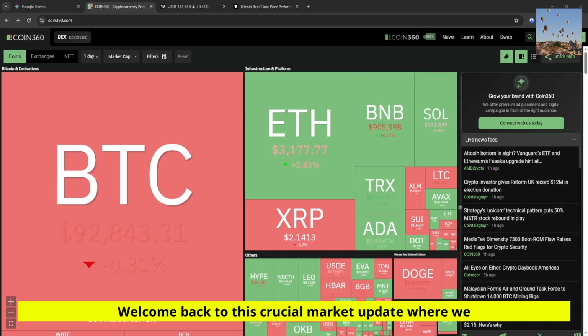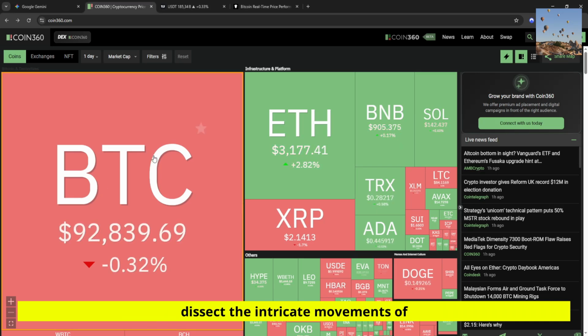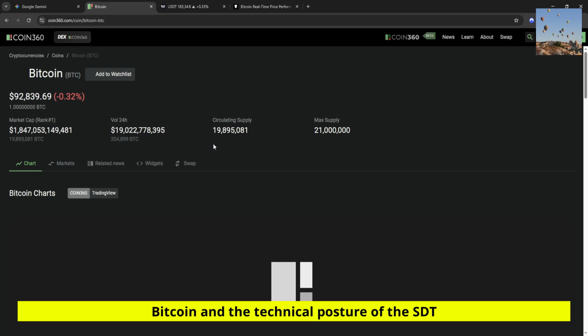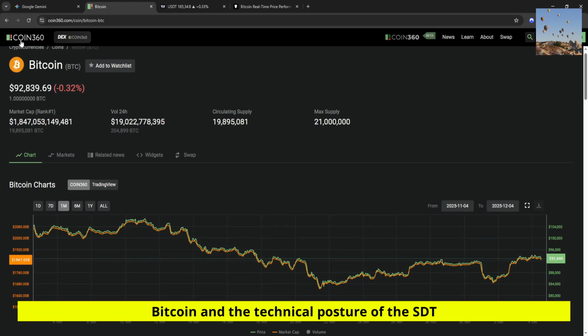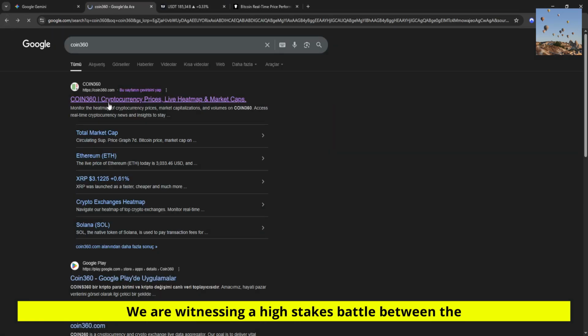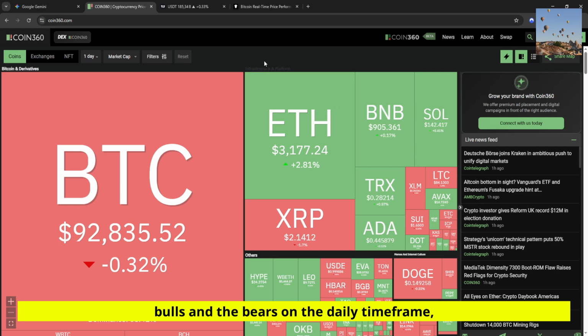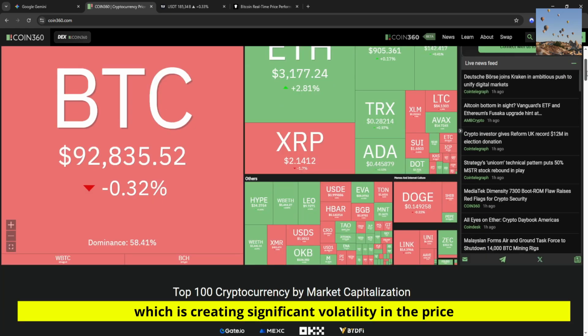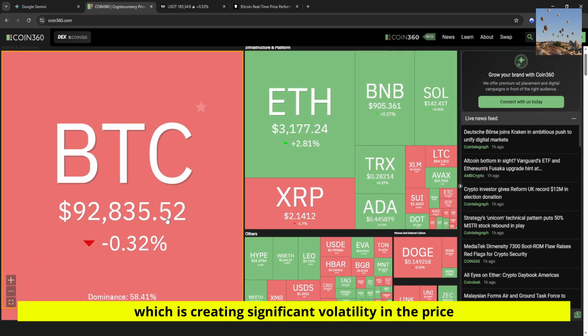Welcome back to this crucial market update, where we dissect the intricate movements of Bitcoin and the technical posture of the USDT dominance chart. We are witnessing a high-stakes battle between the bulls and the bears on the daily time frame, which is creating significant volatility in the price action.